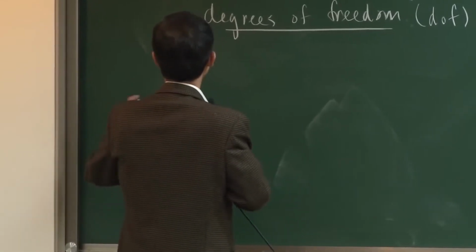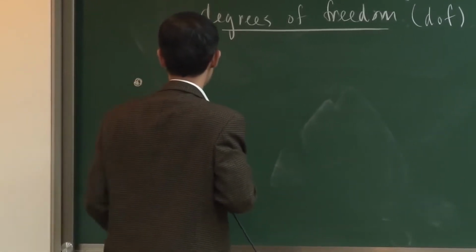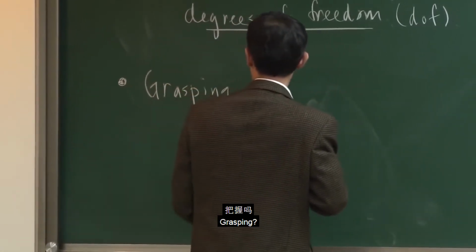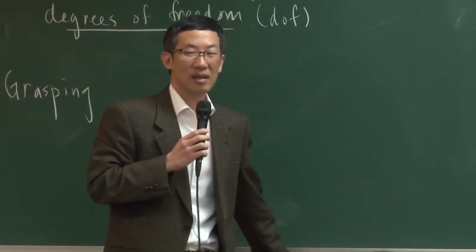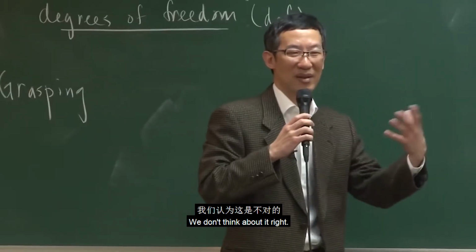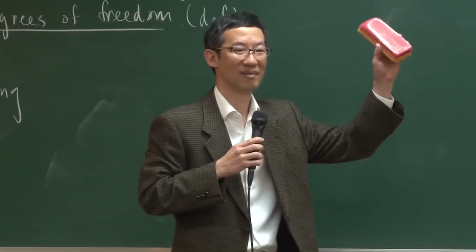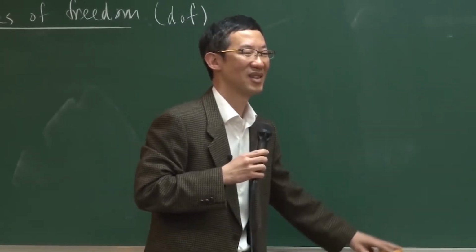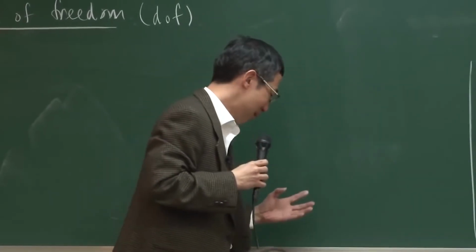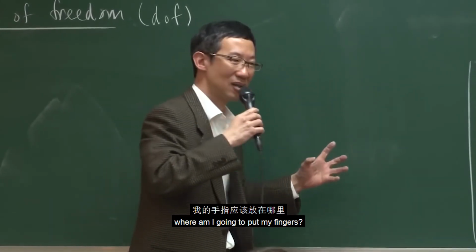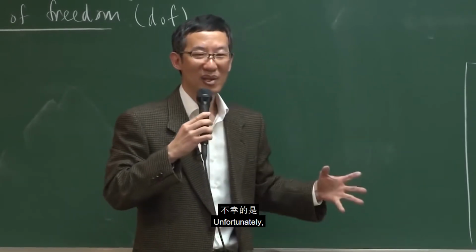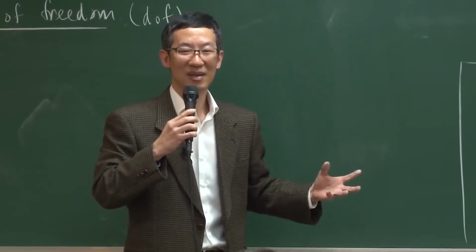The second topic relates to grasping. Now, when we grasp an object, we don't think about it, right? Grasp it, right? Grasp it again, right? Grasp it again. We don't think about, my God, where am I going to put my fingers? Should I use 2 fingers, 3 fingers, 4 fingers? Unfortunately, a robot has to think about all these things.